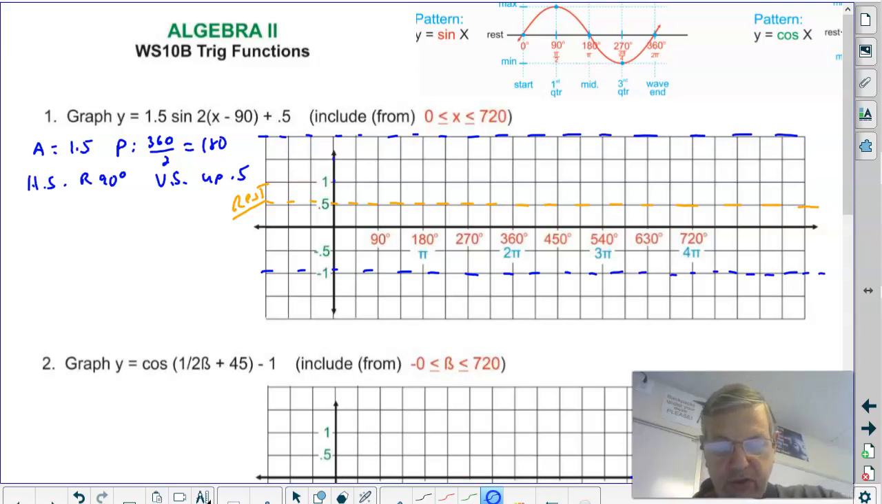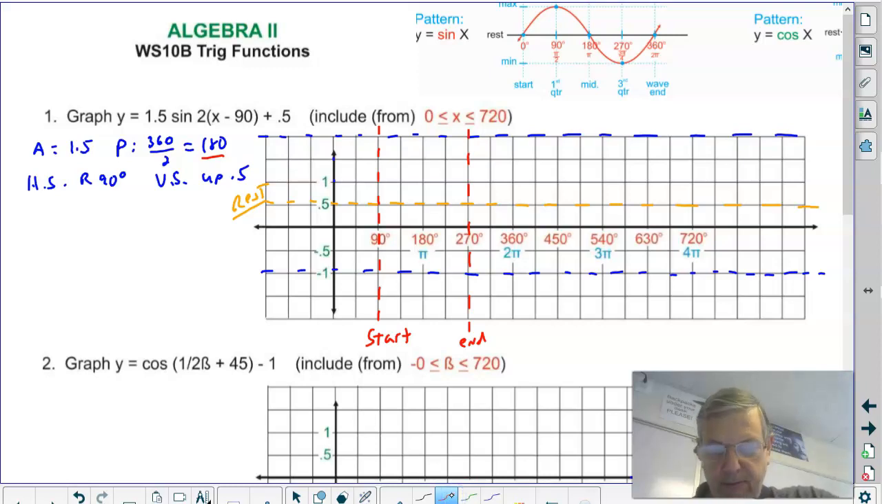Now I also have to know where the wave starts. So my horizontal shift tells me where to start the wave. And I'm going to start the wave right 90 degrees. This is where the wave starts. This is my start. And the period, 180 degrees from the 90, tells me where it will stop. So from 90, I have to go 180 degrees, or to 270. Now I have to graph the sine within this first period with this first shift.